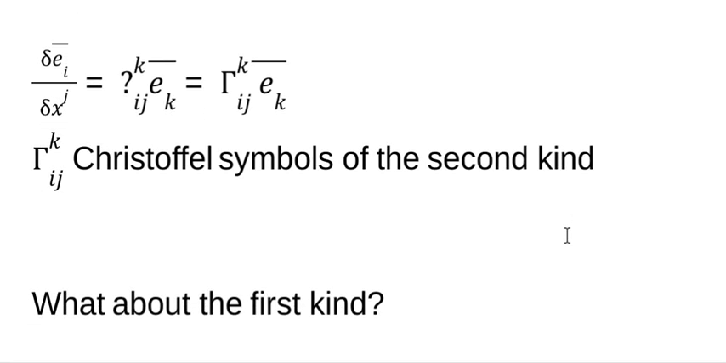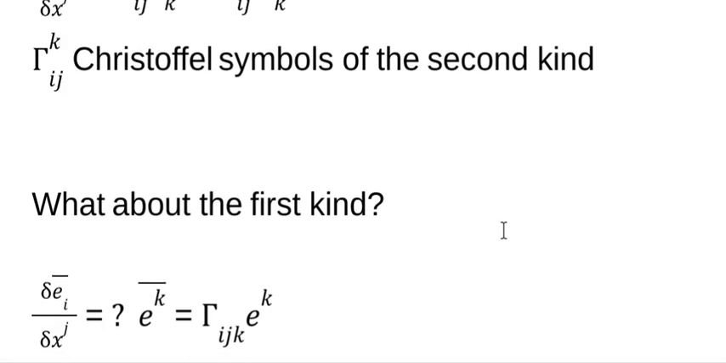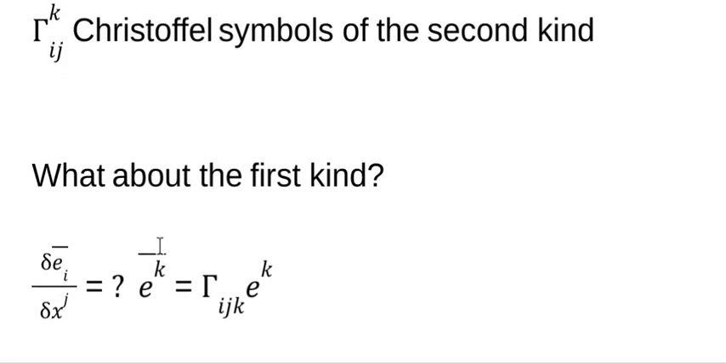Well, what about the first kind? What are they? And you guessed it. It's because we would choose a basis vector in this differentiation to start with a contravariant or dual basis vector. So to keep up with the summation notation, we would have to have this in the covariant or lower position. And this is a Christoffel symbol of the first kind.